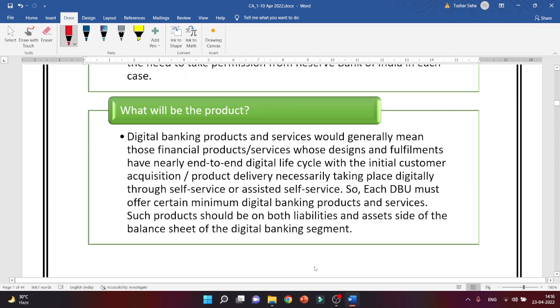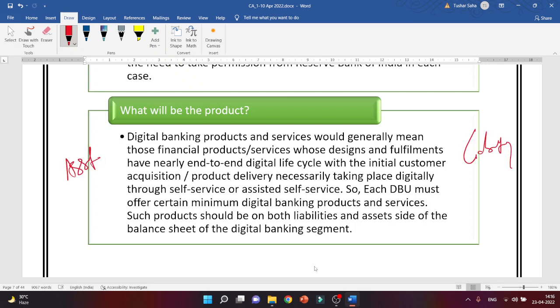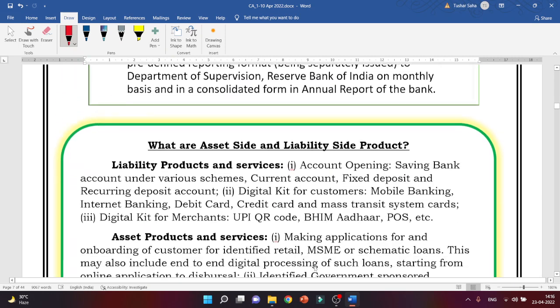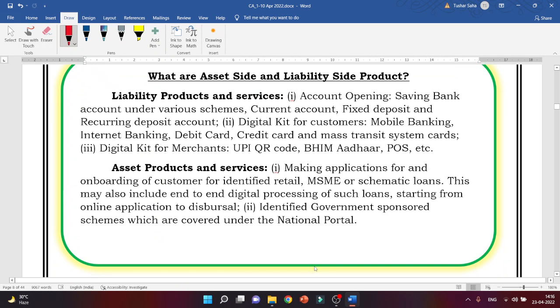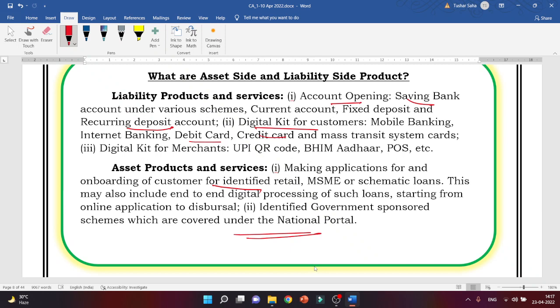So what will be the product? The product will be offered on both the asset side and the liability side. Digital banking would be a comprehensive service where you not only open an account, but you can also take some debt, which is an asset for the bank. Let us understand what is an asset side product and what is a liability side product. Liability products mean account opening, savings, RD account, digital kit, then debit card, credit card. All these are liabilities. Assets are making applications for onboarding of customers for identified retail, MSME or thematic loans to MSMEs. All these things are under the digital banking unit.